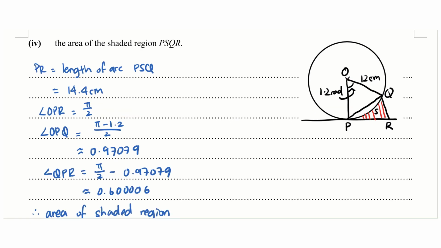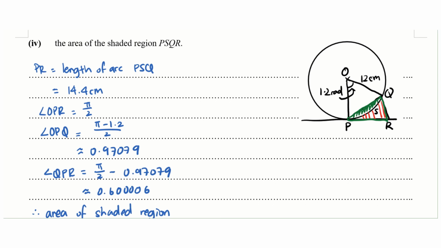Finally, we will take a look at part 4, where we want to find the area of the shaded region PSQR. In order to do that, we need to first know the area of the triangle PQR. When we know that, we will then minus away the area of this segment, which we have already found in the previous part. That would give us the required answer for the area of the shaded region.